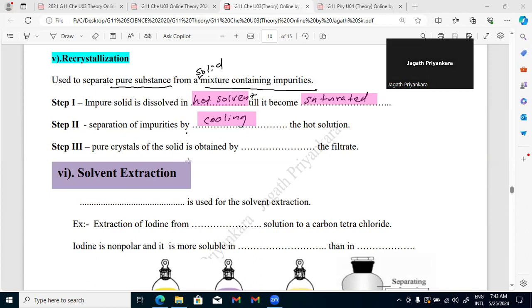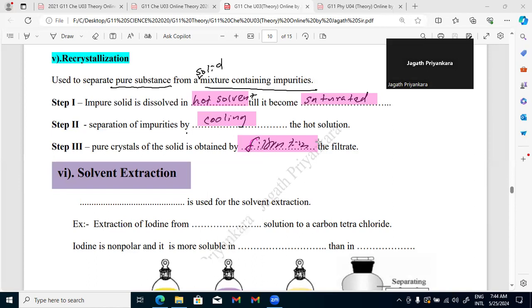So the crystals of the solid are obtained by filtration. You can apply the previous technique, filtration. Get it? You can filter it. Now you have a solution and a solid. You can filter and get the pure crystals. That's how it's done.